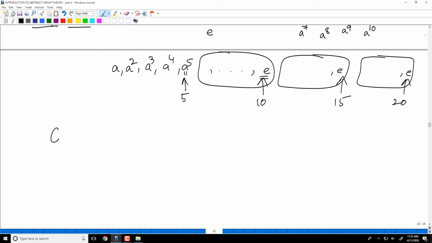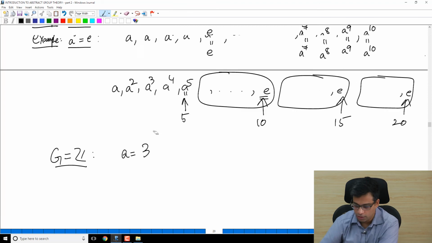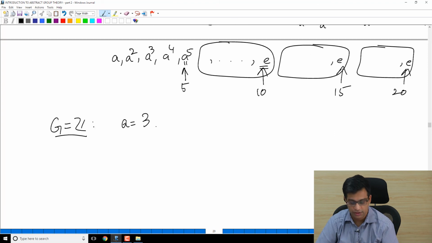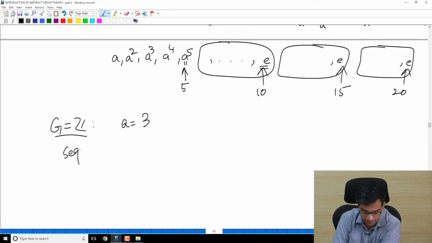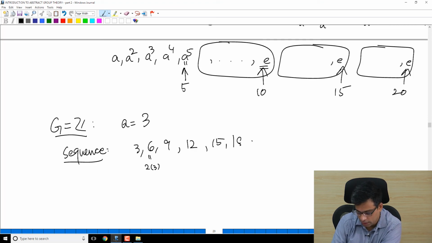For example, if you take Z and A to be 3, remember in the general case we use the multiplicative notation A squared, A cubed, but when we are dealing with integers we use additive notation. So the sequence will be 3, 6, which is 2 times 3, 9, 12, 15, 18 and so on. So we never encounter 0.